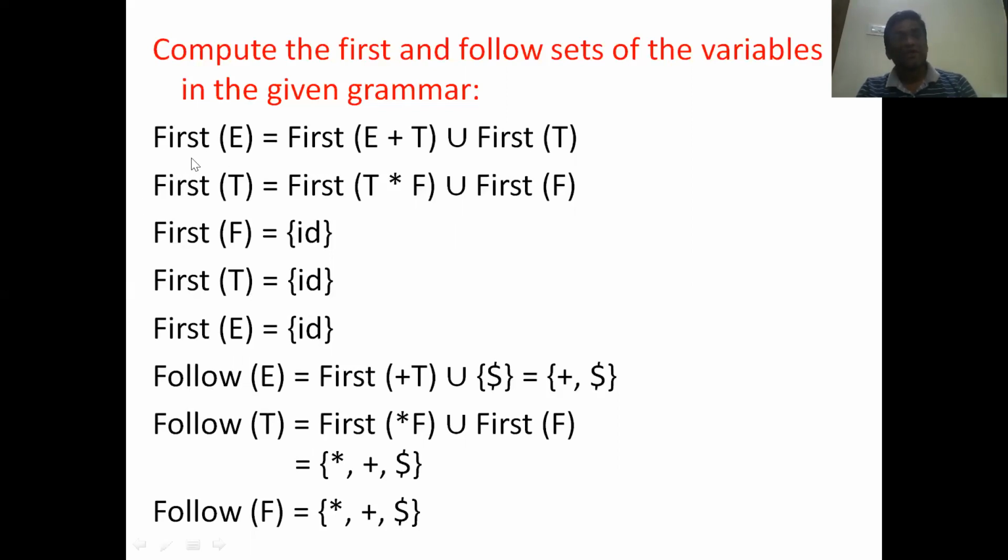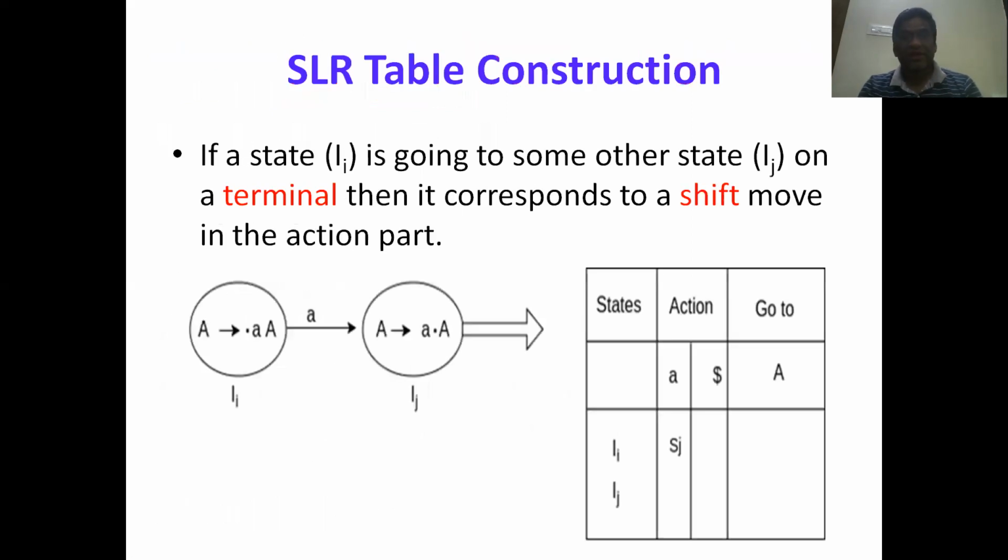The first set always contains the set of first terminals on the RHS, and the follow set contains the set of terminals that follow the corresponding variable. So calculate the first sets and follow sets of each variable in the grammar. Please refer back to that video where we discussed calculating first and follow sets. Once this is done, we are ready to construct the SLR table by using the same three steps I explained in the previous video. Let us refer back to the points.